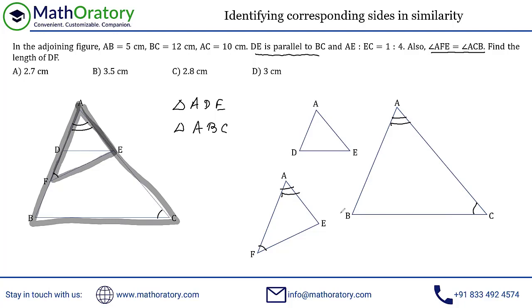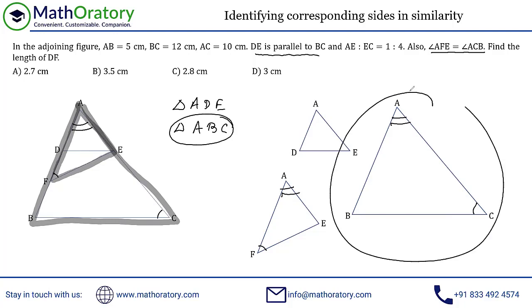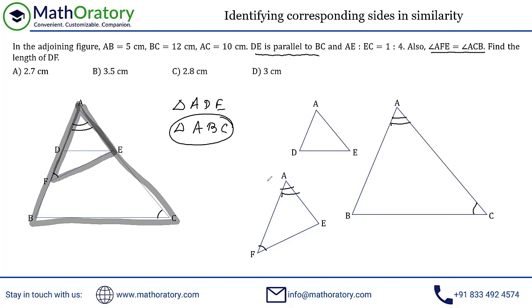So what we know is this ABC triangle is also similar to this AEF triangle. I'll just name it properly. When I take the vertex A, I'll keep it corresponding to the vertex A of ABC. When I take F, it should be equal to C. So F should correspond to C, which leaves E corresponding to B. Now once I name these triangles properly, it is easy for me to identify the corresponding sides.